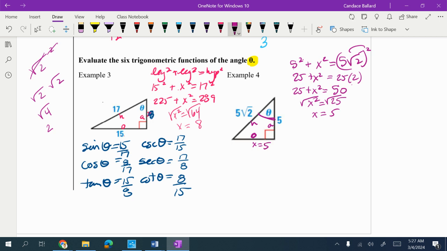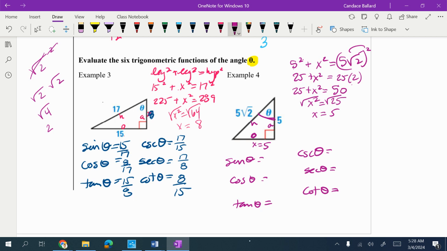All right, I'm ready to do my 6 trig ratios. So sine of theta, cosine of theta, tangent of theta, cosecant of theta, secant of theta, and cotangent of theta. Wouldn't be a bad idea right now to pause the video and try those 6 ratios on your own. Okay, we're going to check them.